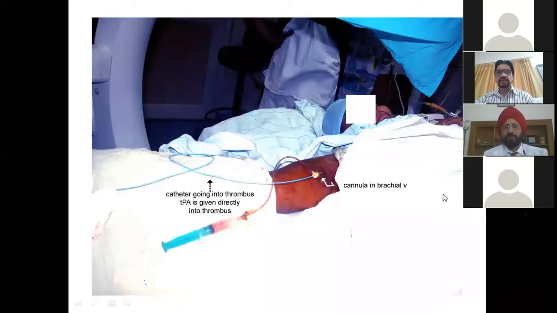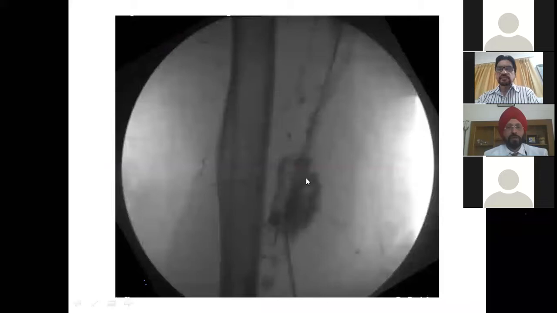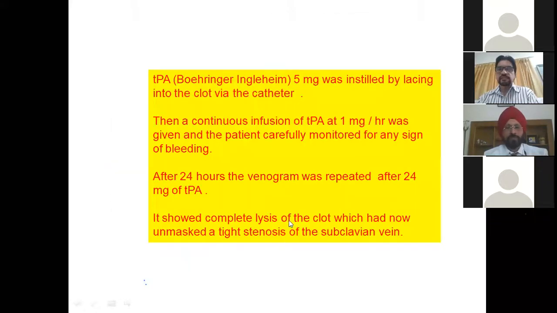In fact, it has been reported in literature that you can even place a filter. Now, I don't know how you will place a filter in the SVC, but that has been reported because upper extremity DVT can also cause pulmonary embolism. So that's the clot. And we dissolved the clot, everything will look fine.